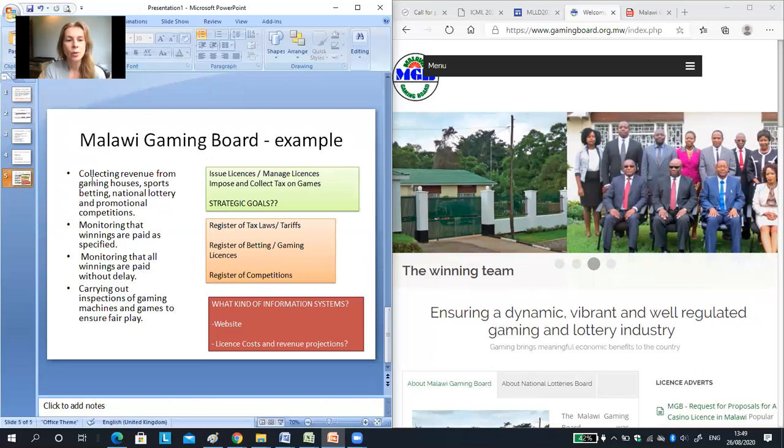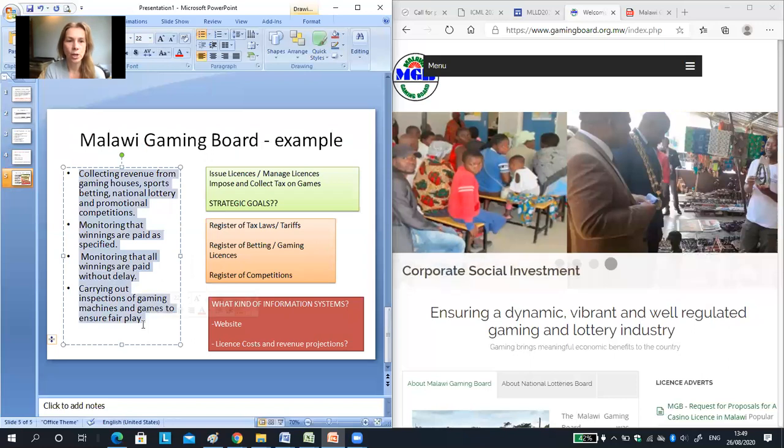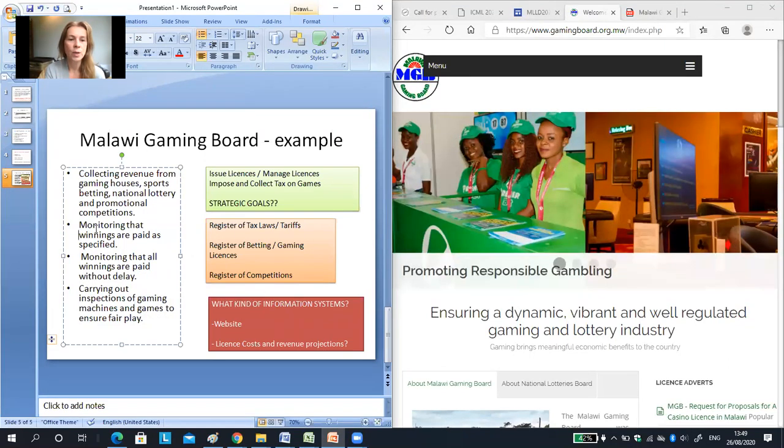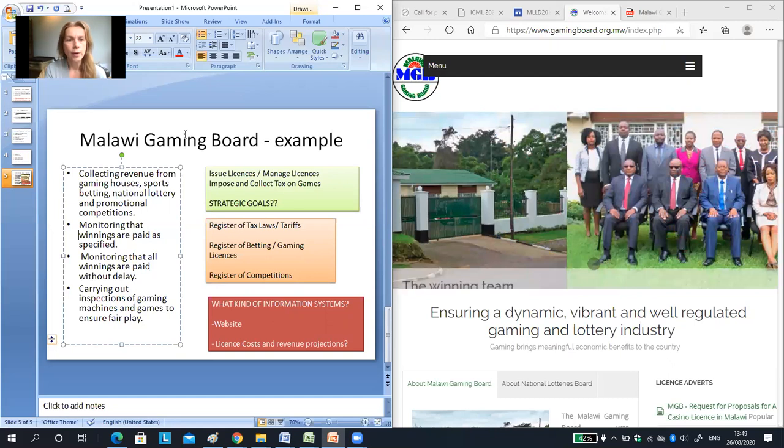On the left-hand side, you can see what the student has listed as activities on the operational level. And these are all very good. Collecting revenues, monitoring that winnings are paid without delay, carrying out inspections, and so on. There's a few things missing there. But before I talk about that, how would you find out?